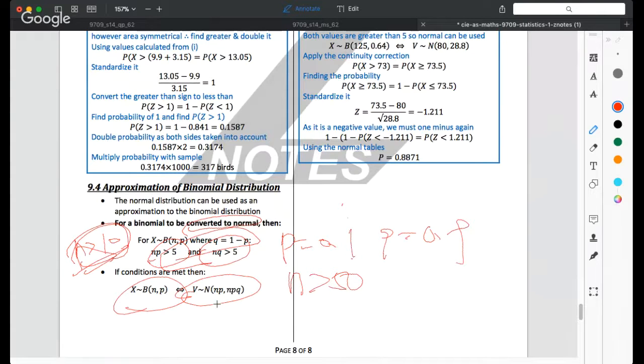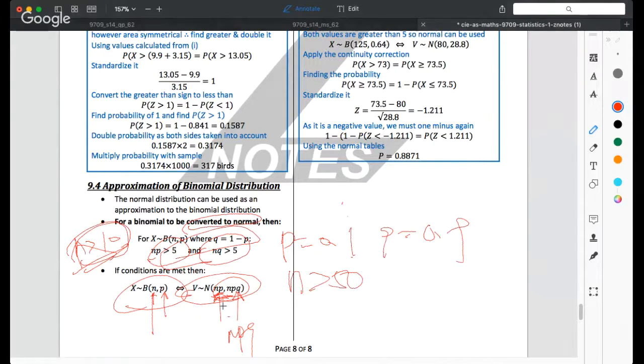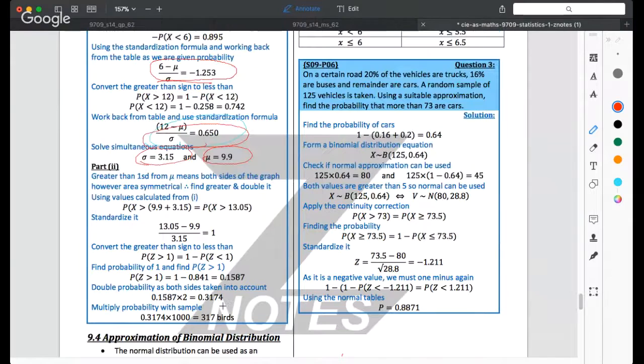So how do we change the parameters? We know that N represents the number of trials, P represents the probability of success. For the parameters in the normal distribution, the first one is the mean, which equals NP, and the second one is the variance, which equals NPQ for the binomial case. So for this part, we just need to take note of the condition for this approximation and how we convert the respective parameters for each distribution.